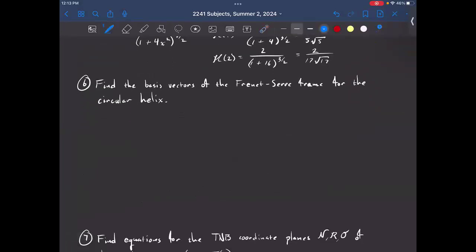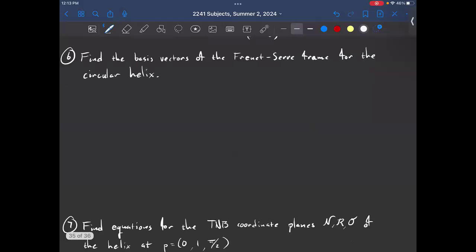Next up, we want to find the basis vectors of the Frenet-Serret frame for the circular helix. All right, so this sounds maybe a little complicated, but we know the equations for a circular helix. We'll write those down.